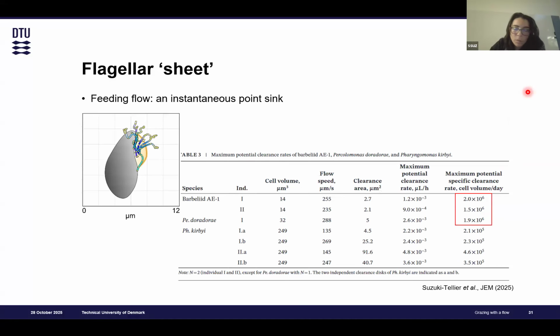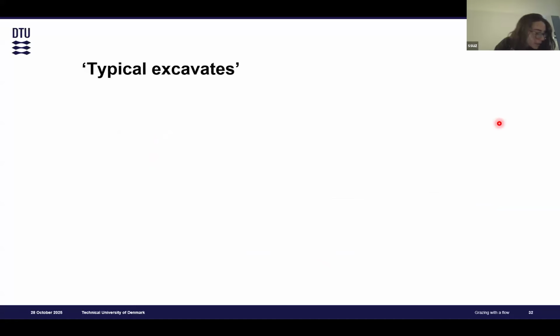We did some calculations of the clearance rates, and they actually coincide more or less with the magnitude that we've calculated for other phagotrophic flagellates. And I think I have time. Yeah, I actually have time to continue a bit more.